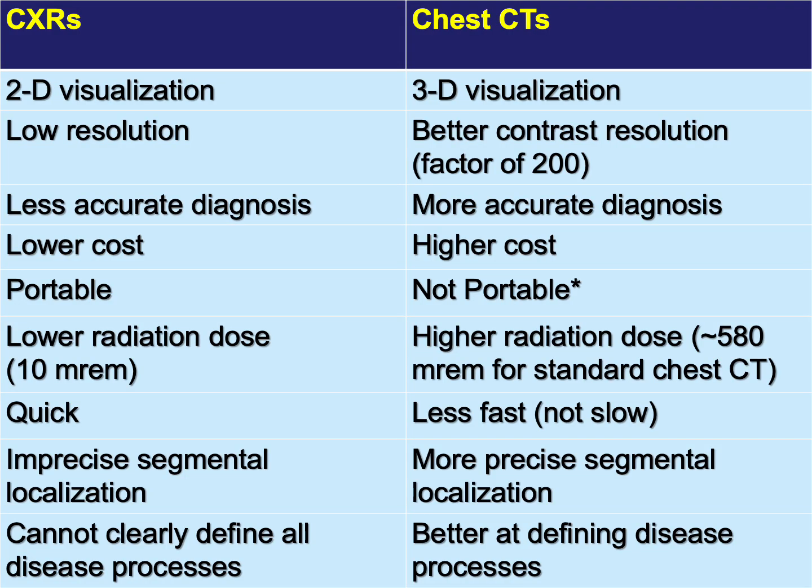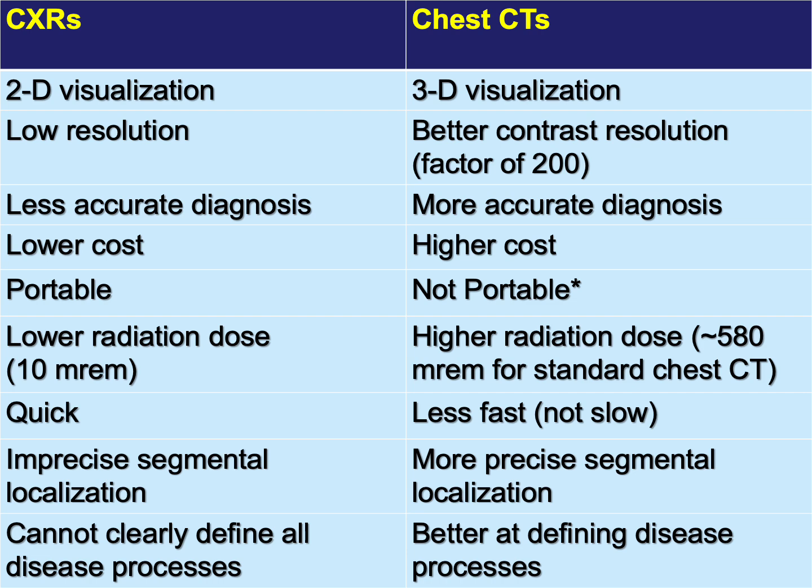There are major differences between chest X-rays and CT scans. Chest X-rays are 2D versus 3D for CT scans. Chest X-rays are low resolution, versus CT scans, which have better resolution, almost by a factor of 200. Chest X-rays are less accurate for diagnosis, again because of the low resolution. We can get a much better, more accurate diagnosis with CTs.